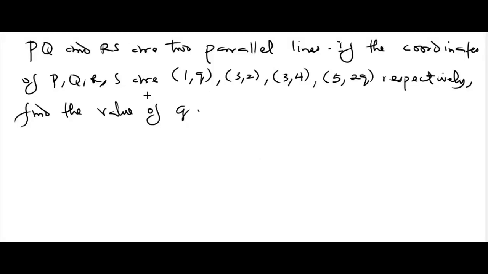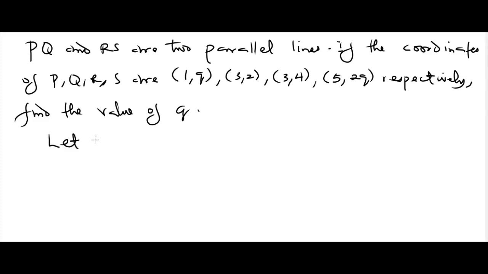So here is a very interesting question. PQ and RS are two parallel lines. If the coordinates of P, Q, R, S are (1, q), (3, 2), (3, 4), (5, 2q), respectively, find the value of q. Okay, since PQ and RS are said to be parallel, it follows that the gradient of PQ must be equal to the gradient of RS.